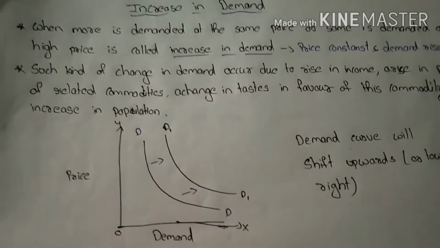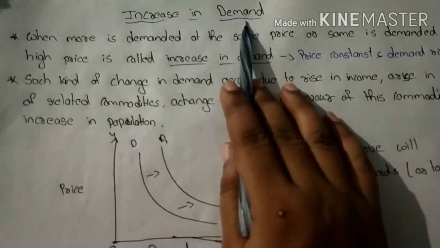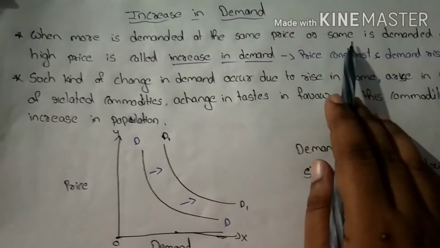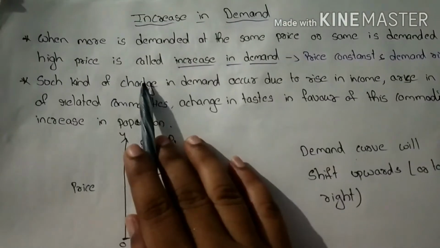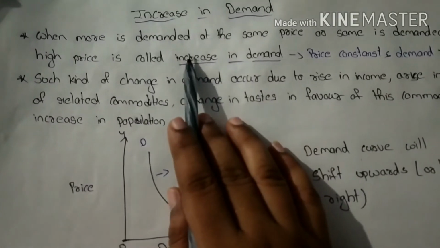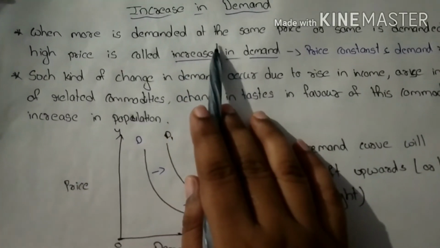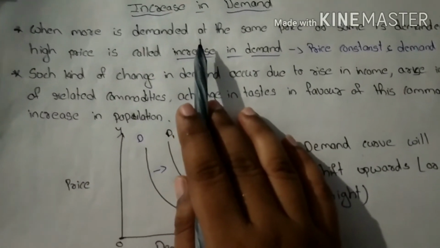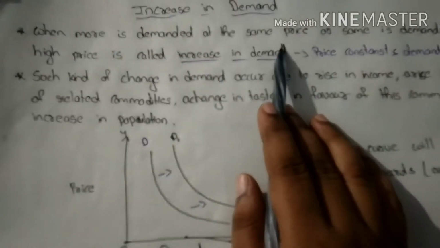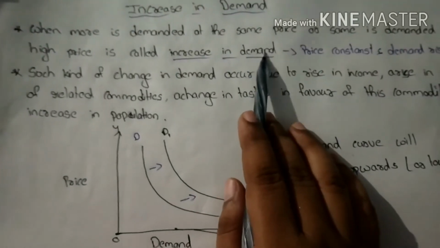Let's see. Increase in demand: when more is demanded at the same price, or the same is demanded at a higher price, it is called increase in demand. It means the price is the same but more is demanded at the same price, because the factors have also increased. Then the demand automatically increases. Then it leads to increase in demand.